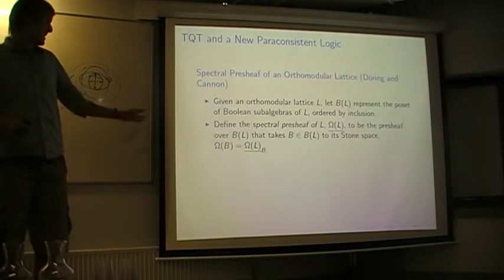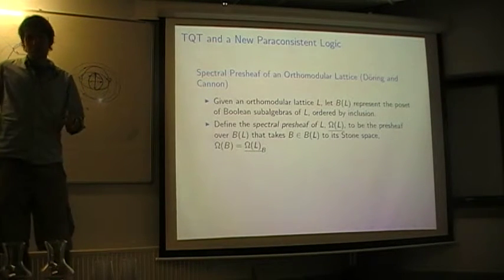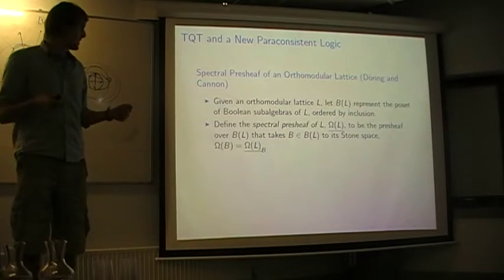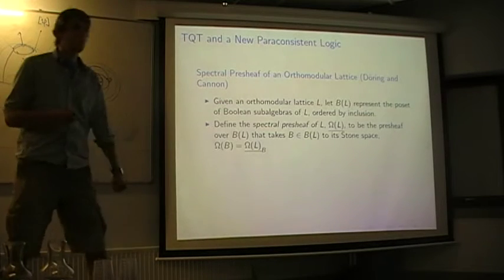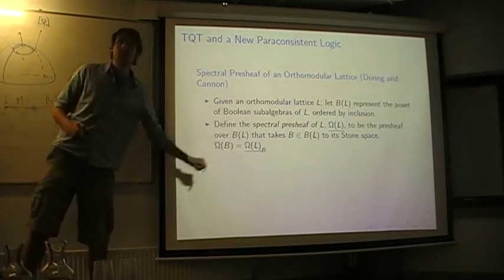Then you can, in a natural way, find a presheaf over B(L), where you take each Boolean subalgebra B and lift it up to its Stone space. So this Omega is the presheaf that we're defining. I'm writing Ω(B) for the Stone space, or Ω(L) at B.